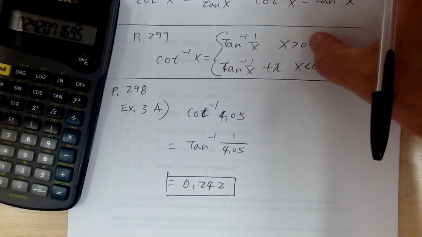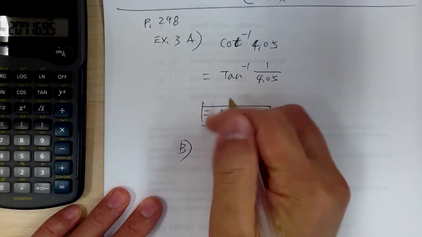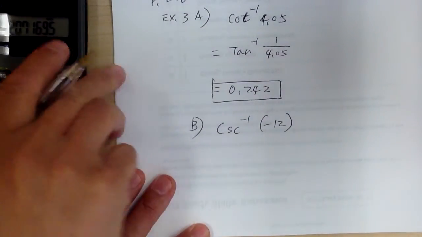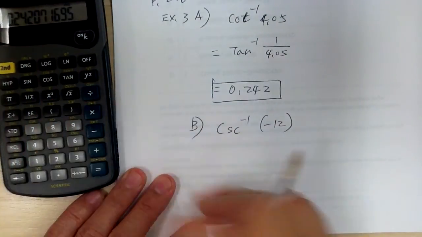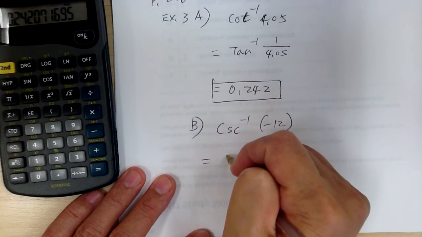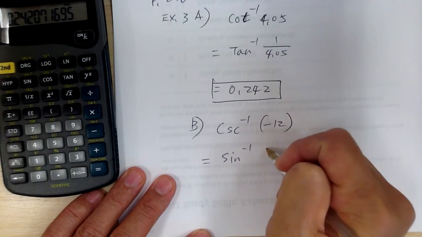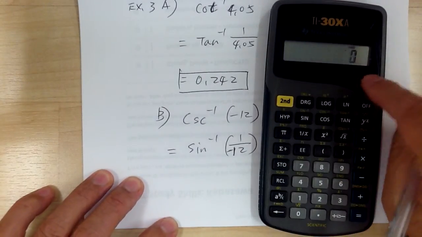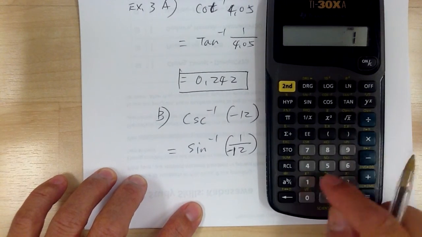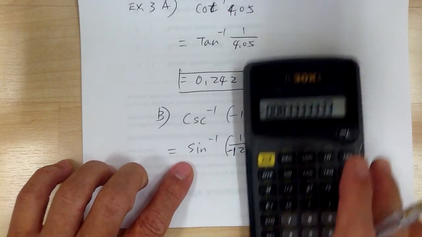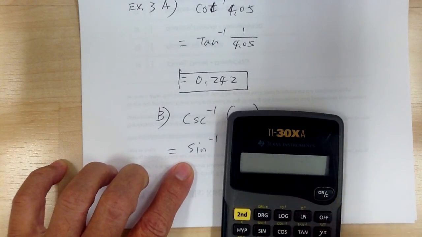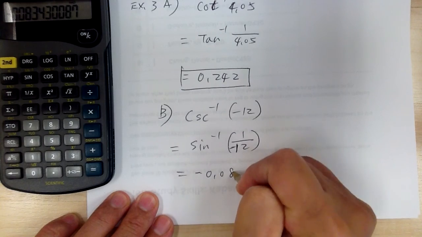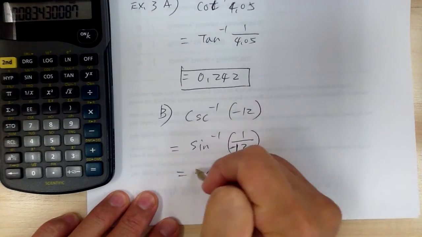Now let's go to B: inverse cosecant of negative 12. Again, there's no inverse cosecant on the calculator, so you need to convert that into inverse sine, and you have to flip this over. So get your calculator: 1 divided by negative 12, equal, and go second sine. This will equal negative 0.083. And that's it.